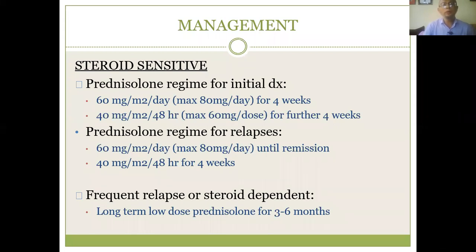But the most important drug treatment is prednisolone. So this is very important. Initial dose is 60 milligram per square meter body surface area per day, maximum 80 milligram per day for 4 weeks. After 4 weeks, you will taper the dose of steroid, and that will be 40 milligram per square meter body surface area for 48 hours, maximum 60 milligram daily for a further 4 weeks. Then if there is a remission, you will gradually withdraw the steroids. So the initial dose you should remember.